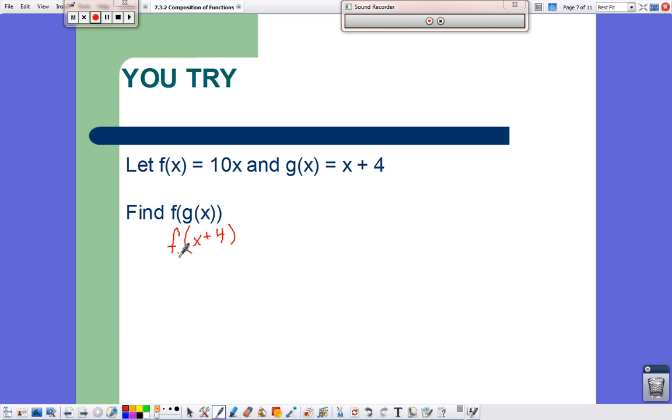Okay? So then I go back to my f function, and I'm going to replace the x with x plus 4. So f of, oops, hold on a second. All right. So we're going to go with 10, because f of x is 10x. So remember, I'm replacing the x, which is x plus 4. So 10 times x plus 4. Okay, distribute, and I get 10x plus 40 as my final answer. Okay?